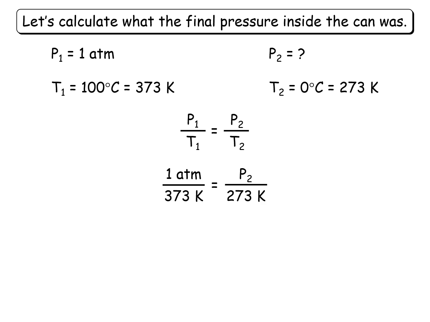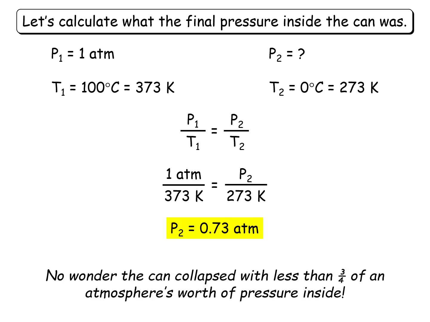We write down Gay-Lussac's equation, fill in the numbers, solve for P2, and we get that as a result of that change in temperature, the pressure on the inside of the can is now about 3/4 of an atmosphere, which is why the can crushes, because the pressure on the outside is much higher than on the inside, so it's squishing it down.